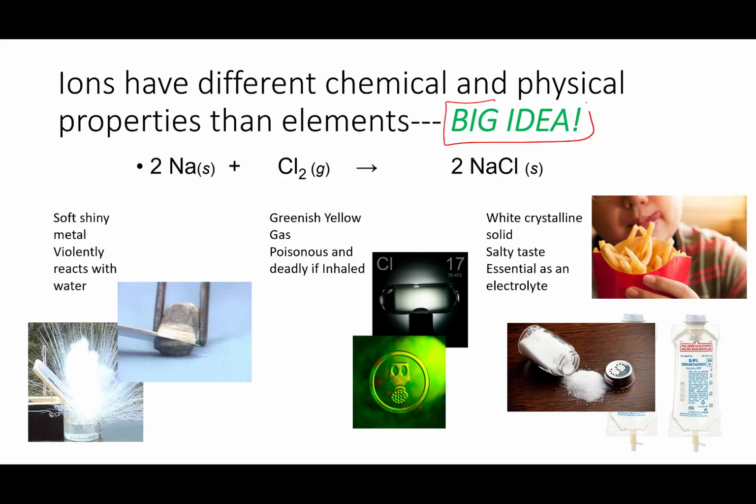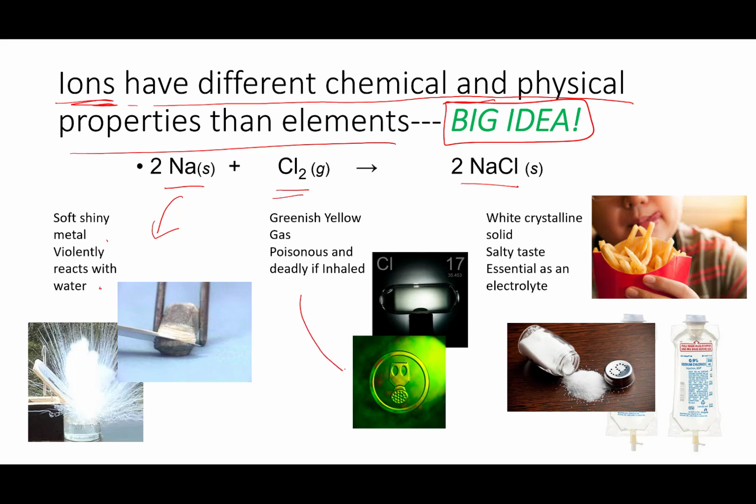Another big idea, huge big idea in chemistry, and that's this. When you go through this process, ions have very different chemical and physical properties than the elements that make them up. So let's talk about sodium, chlorine, and sodium chloride. Sodium we've talked about a handful of times. It's a soft, shiny metal. If we react it with water, it's violent. You certainly would not want to get this near your skin. Chlorine gas is a yellow-greenish gas. If you would inhale it, it would be poisonous and deadly.